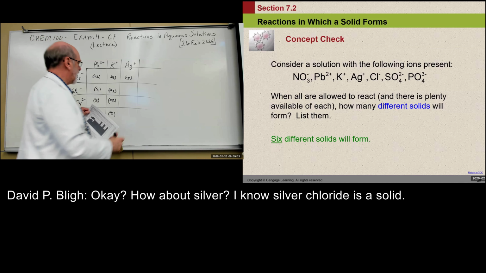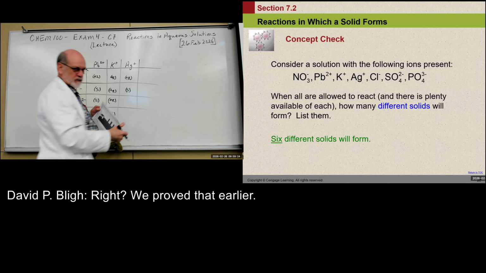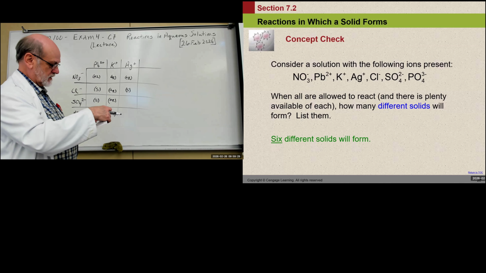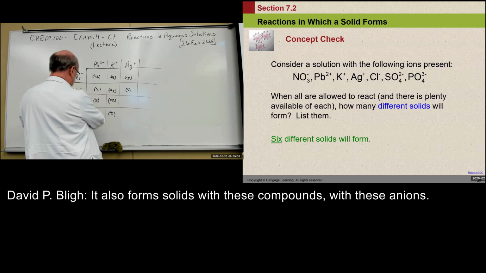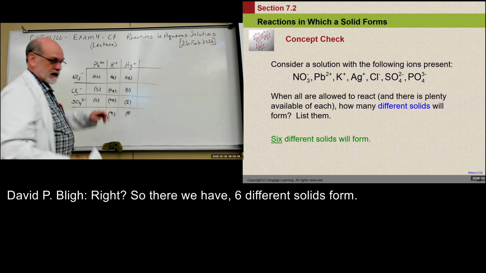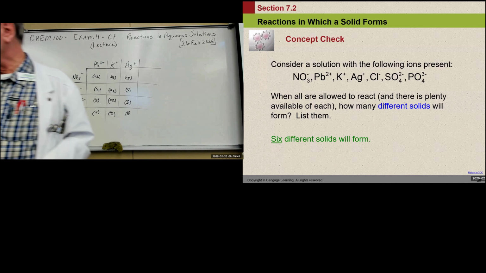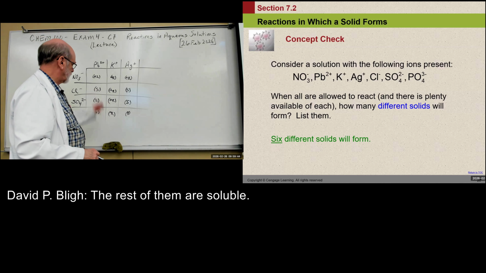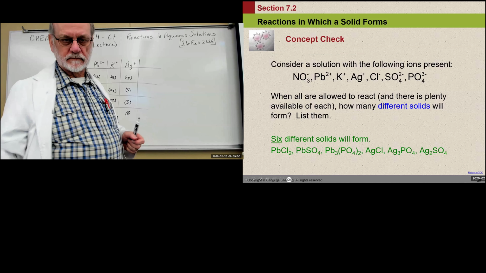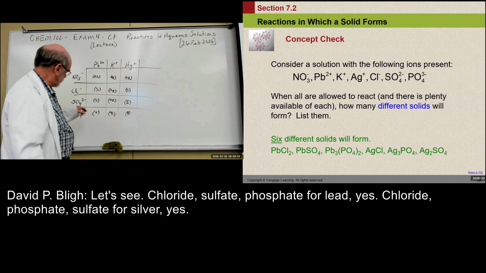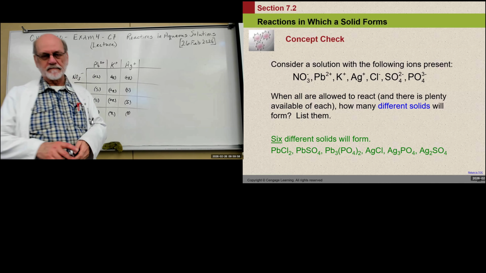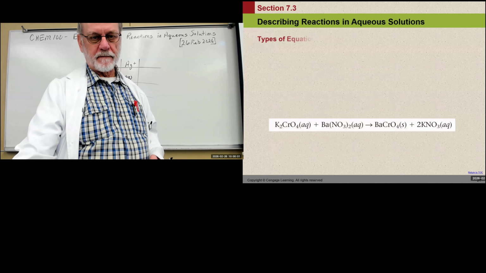Okay, how about silver? I know silver chloride is a solid, right? We proved that earlier. And if we follow silver down, here we go, it also forms solids with these anions, right? So there we have 6 different solids form from this combination. The rest of them are soluble. Chloride, sulfate, phosphate for lead, yes. Chloride, phosphate, sulfate for silver, yes.